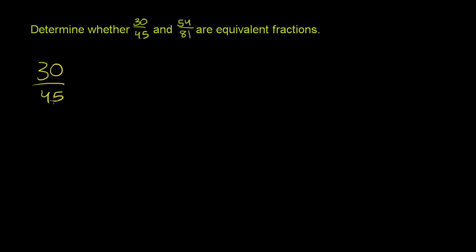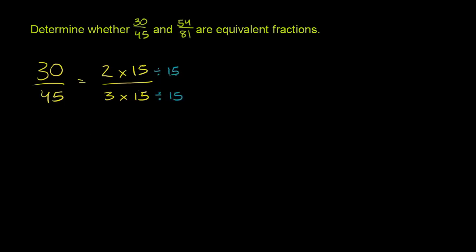What's the largest factor of both 30 and 45? Let's see, 15 will go into 30. It'll also go into 45. 30 is 2 times 15, and 45 is 3 times 15. So we can divide both the numerator and the denominator by 15. If we do that, what happens?